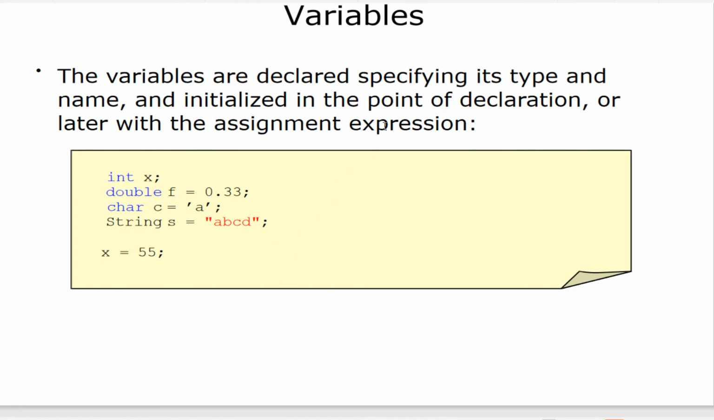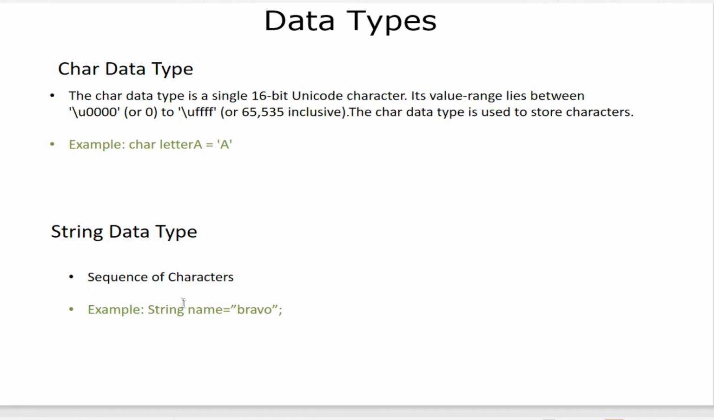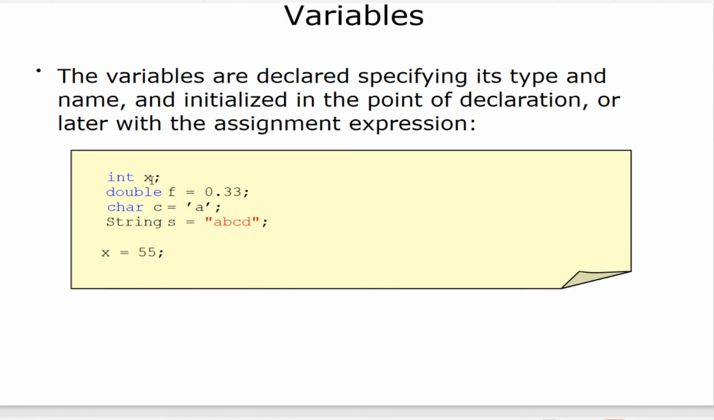So basically, what we learn about the data types is used in initializing the variables. So what is variable? Variables is actually the name of the data type that we want to store. For instance, integer int x. So x is the variable, right? Same as like this, double f equals to 0.33, right? So let's proceed to coding.